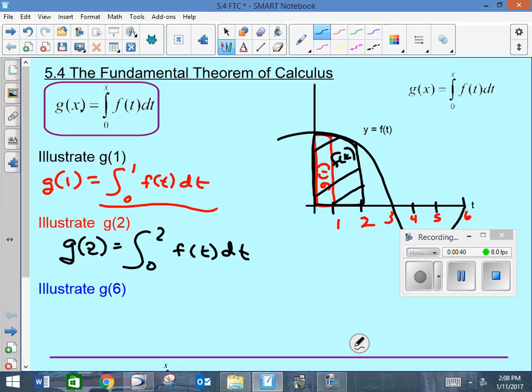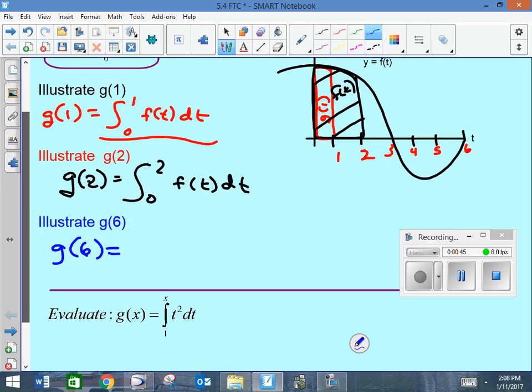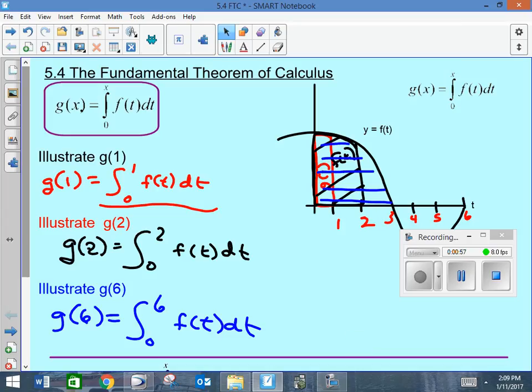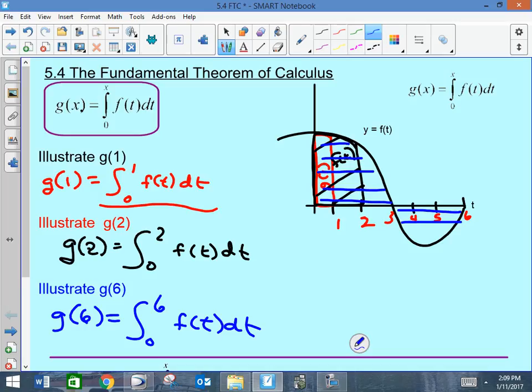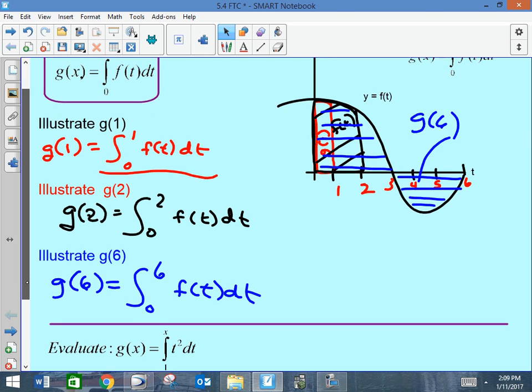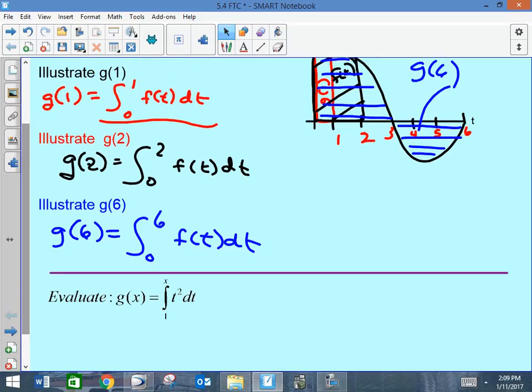All right, G of 6 would be the integral from 0 to 6 of f of t. So that would be all of this and all of this. Okay, G of 6. Okay, so just literally put your x in, whatever it is, and then use what you know about integrals, so don't let that mess you up. Okay, and we'll get back. Oh, sorry.